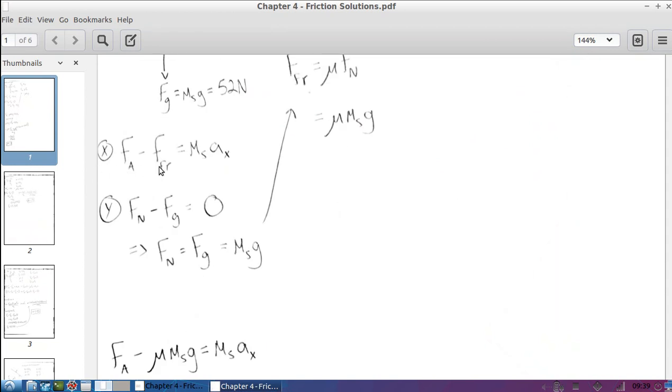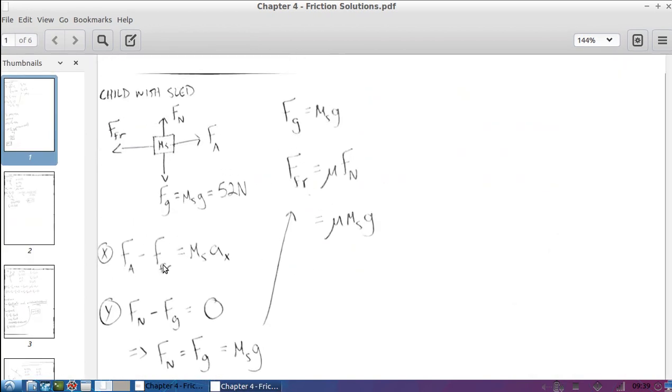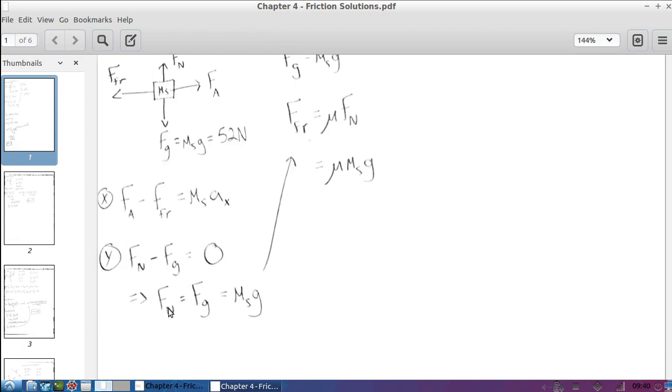So Newton's second law in the x direction. The applied force is in the positive x. The frictional force is in the negative x. So applied minus friction is m times a. In the y direction, I've got the normal force in the positive y direction, gravity in the negative y direction. Those equal 0. There's no acceleration in the y direction. So now I know that the normal force is equal to the gravitational force, which is mass times acceleration due to gravity, but I already know that weight force. So the weight force is 52 newtons, and the normal force is 52 newtons.